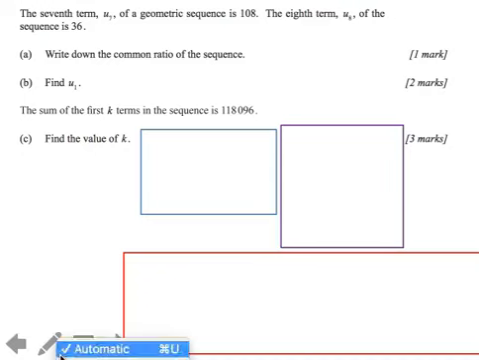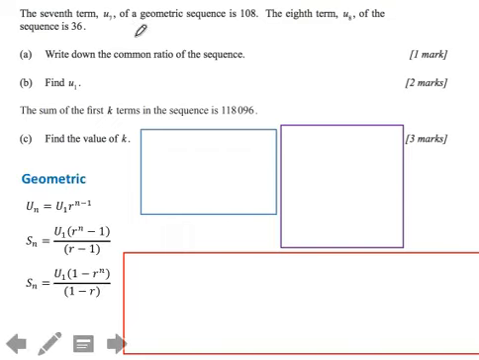So now that we've gone over an arithmetic problem, let's move on to a geometric problem. In this problem, it states that the seventh term, U7, of a geometric sequence is 108. The eighth term, U subscript 8, of the sequence is 36. So the first thing I'm going to notice here is we're clearly dealing with a geometric sequence. Therefore, we are going to use any of these three formulas. This is our specific term formula, and these are our sum formulas.